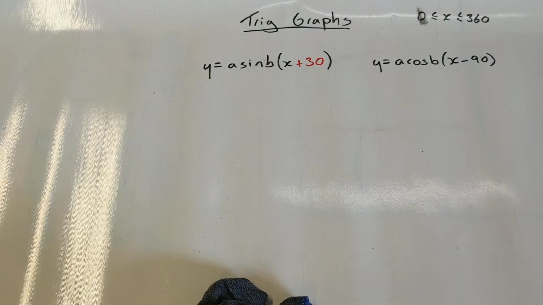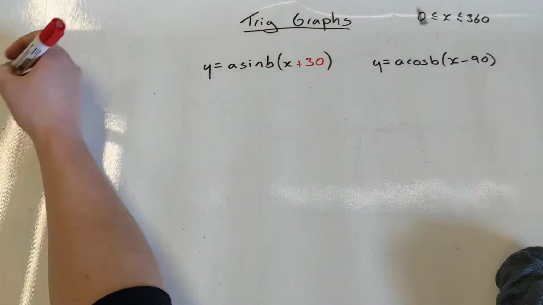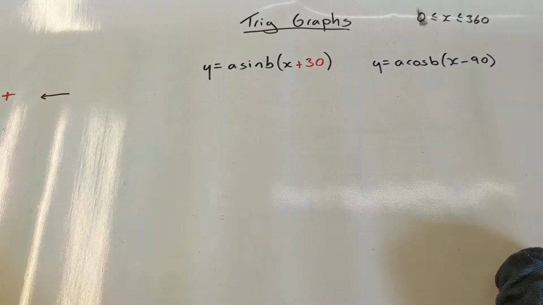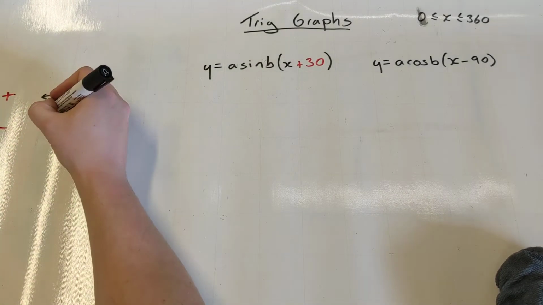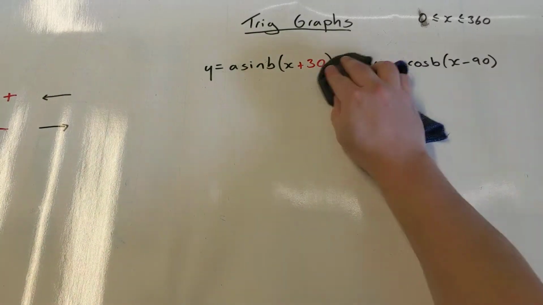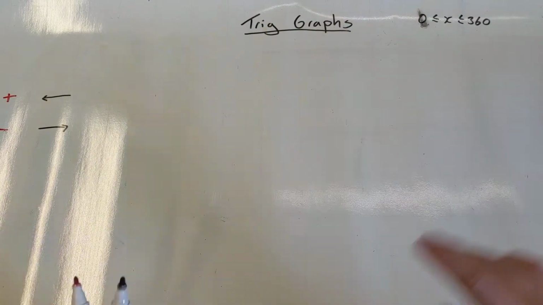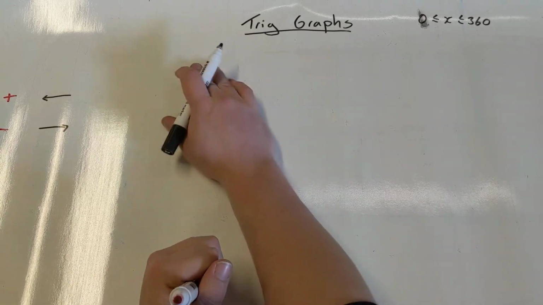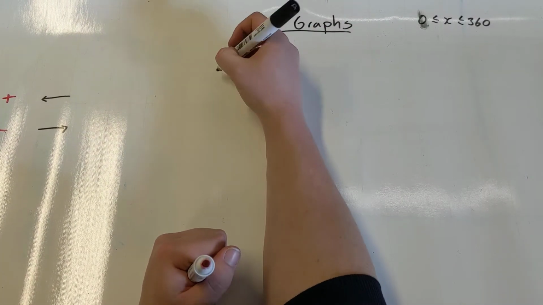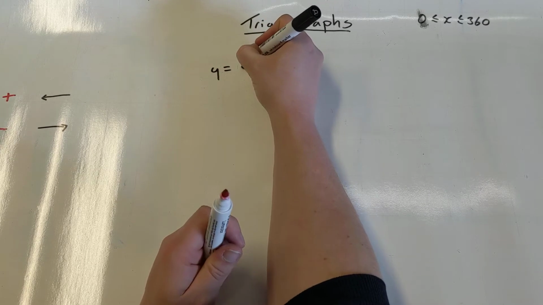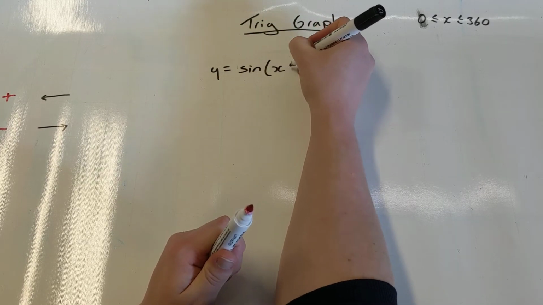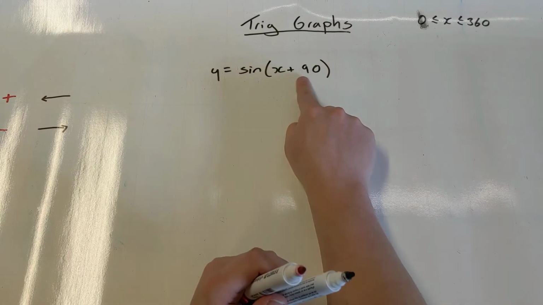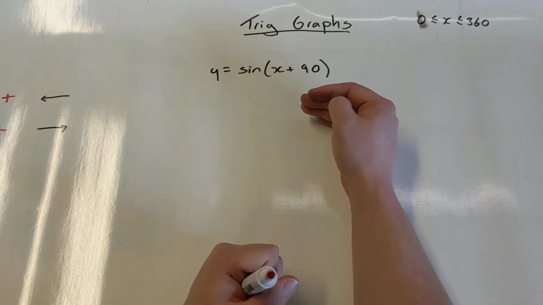So, one important bit to note though is this number here. If that number is positive, it means the graph has moved to the left. And if that number is negative, it means the graph has moved to the right. So this is like when we were looking at quadratics and things. Positive actually means it moves to the left, and negative it means it moves to the right. So let's say we've got one function, and we'll keep it simple. Y equals sine x plus 90. So this number here is positive, which means the whole thing has moved to the left.